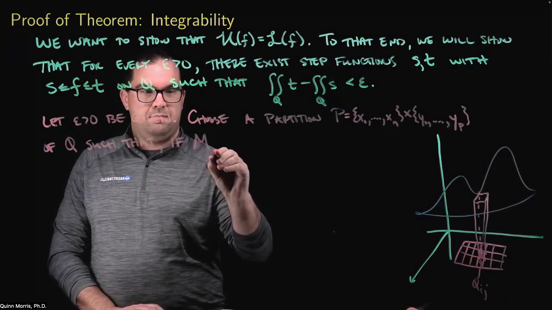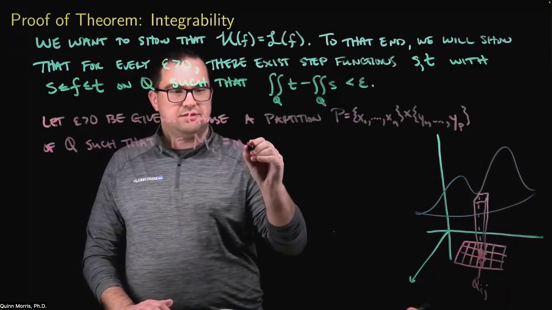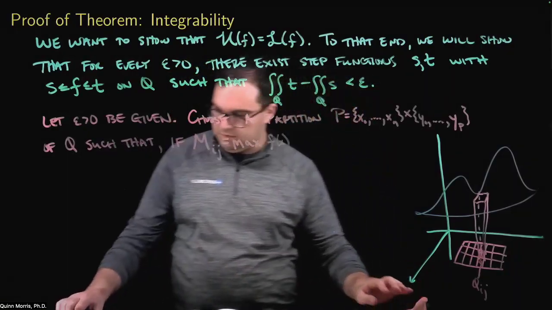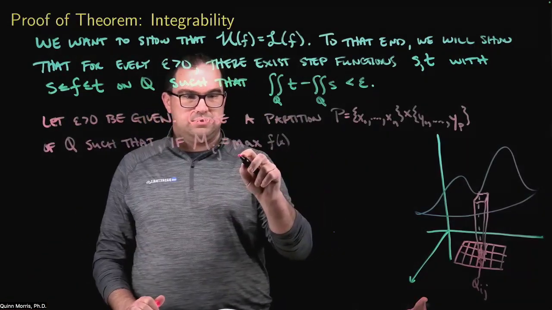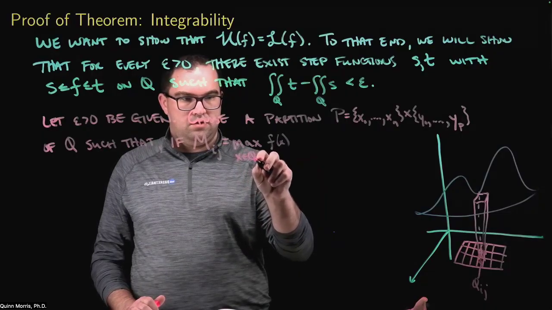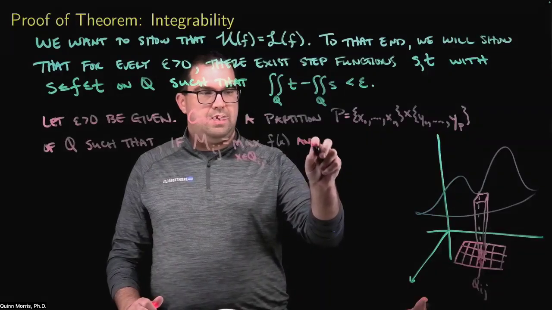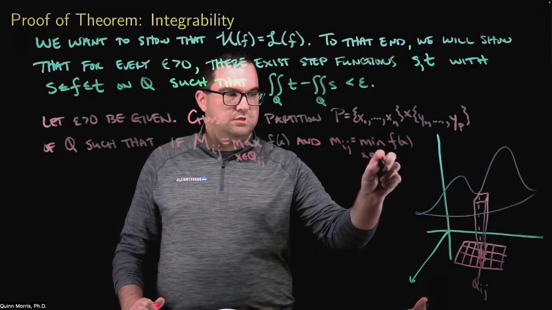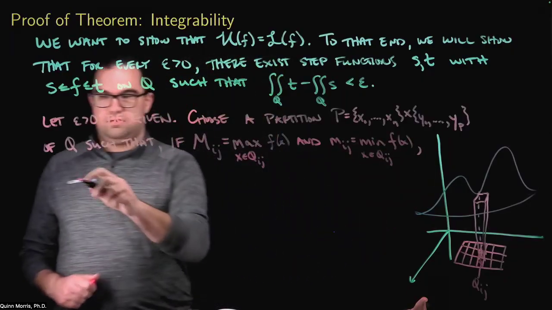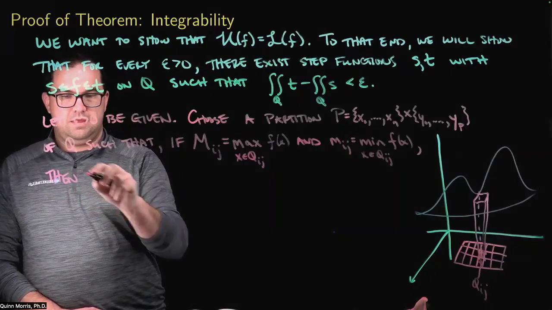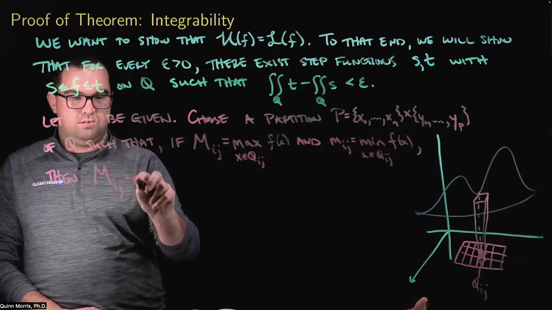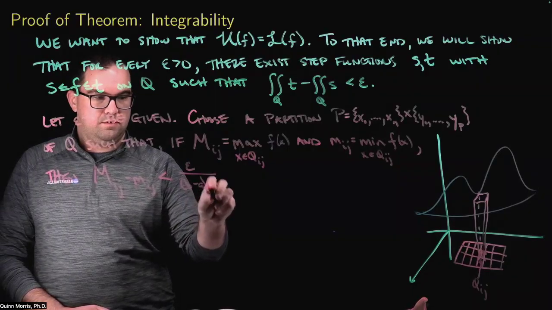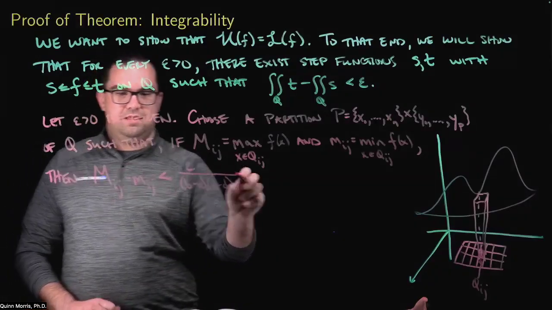if we define capital M ij to be the maximum value of the function f of x, over here, the maximum value of f of x for all x in Qij, and little m sub ij to be the minimum value of f of x for x values in Qij. Then we want Mij, capital Mij minus little mij to be less than, and this is going to seem a little strange at first. So I want it to be less than this quantity.